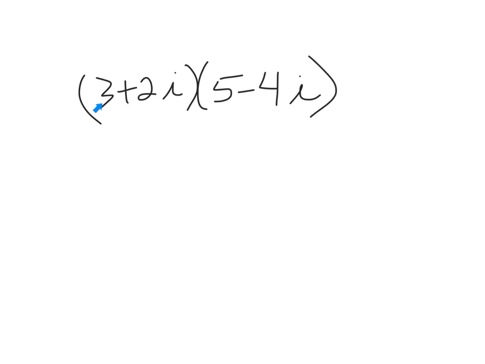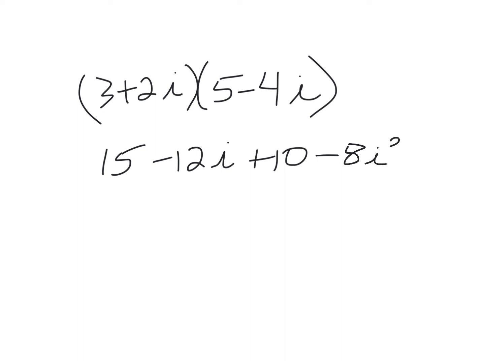All right, in this final example, we have a binomial factor times another binomial factor. 3 plus 2i times 5 minus 4i. Well, we're going to FOIL it. Okay, so we have 3 times 5, which is 15. Then we have 3 times negative 4i, which is minus 12i. Then 2i times 5, that's plus 10i. And then we have 2i times negative 4i. Well, that's going to be minus 8i squared. It's i squared, of course, because we have i times i.